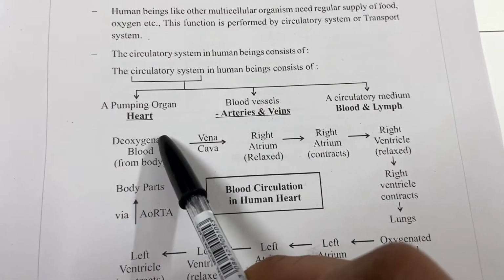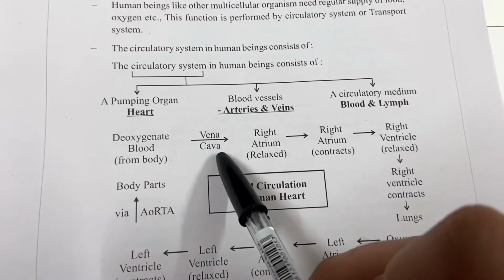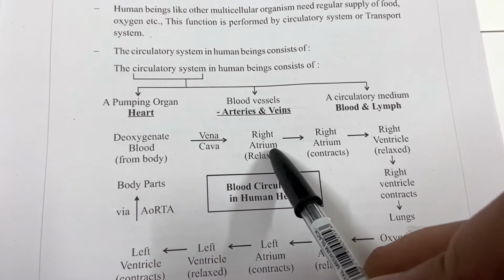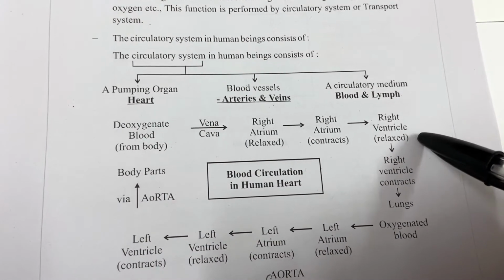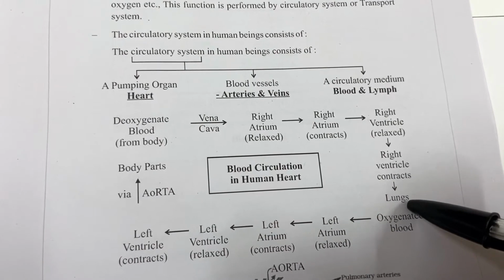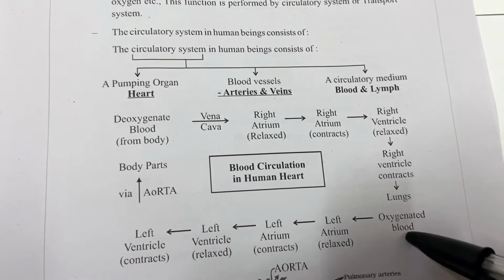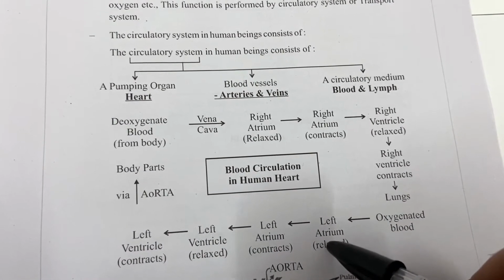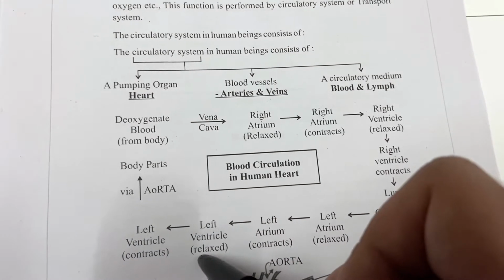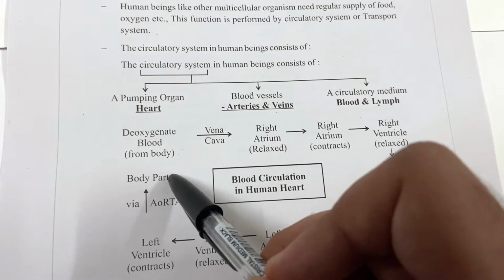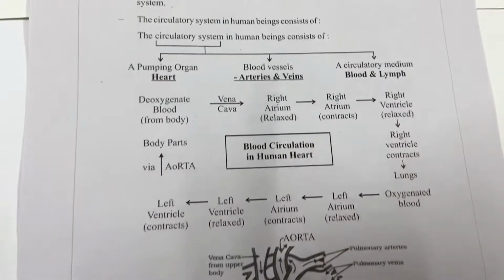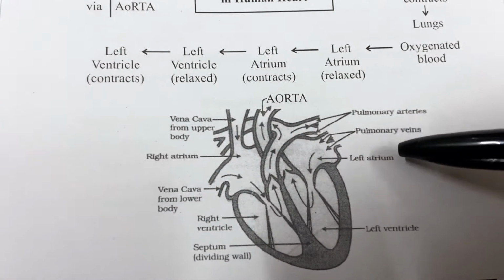First of all, deoxygenated blood from the body through vena cava reaches the right atrium. From the right atrium, it reaches the right ventricle. From the right ventricle, it reaches the lungs where it gets oxygenated. Now the oxygenated blood reaches the left atrium. From the left atrium, it reaches the left ventricle. And from the left ventricle through aorta, it moves to all parts of the body. This is the diagram of human heart.